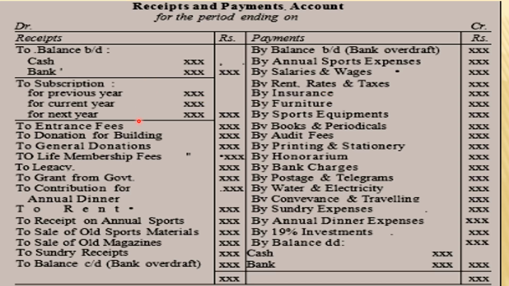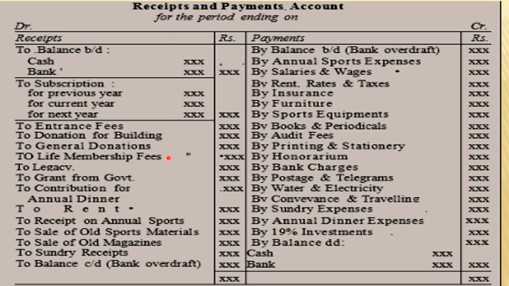So that is the basic idea, and whichever remain are capital nature. Say for example, donation for building is capital nature, so it will not come on income and expenditure, it will go to the liability side of the balance sheet. So that is the primary feature of these two accounts, income and expenditure as well as receipts and payment account.